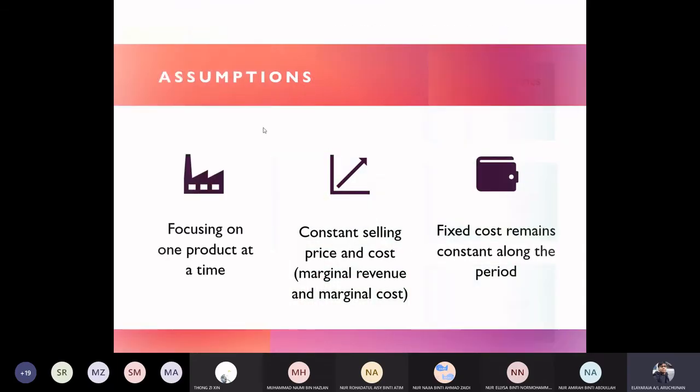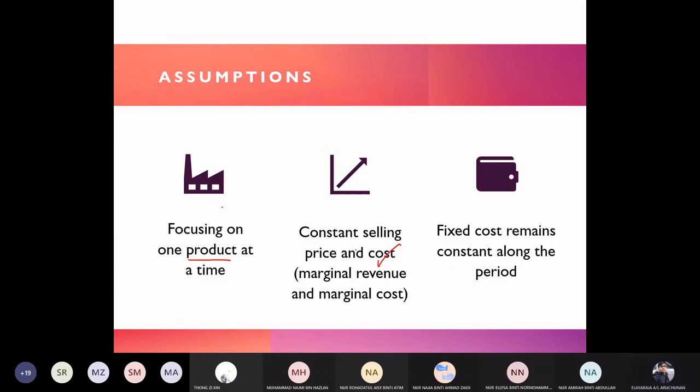Okay. So this assumption, usually we need to fix when it comes to linear cases. For example, you need to focus on one product at a time, based on only one product at a time. The second assumption is a constant selling price and cost, which means your marginal revenue and marginal cost have to be constant. It cannot be changed.